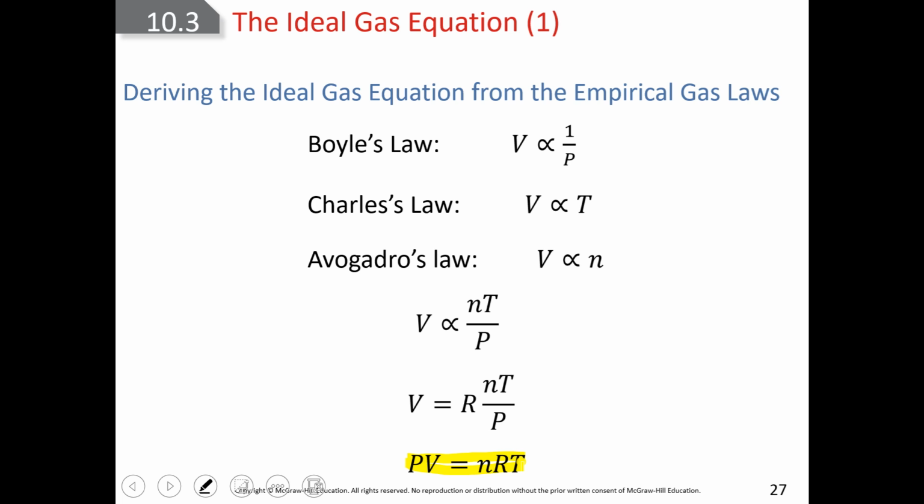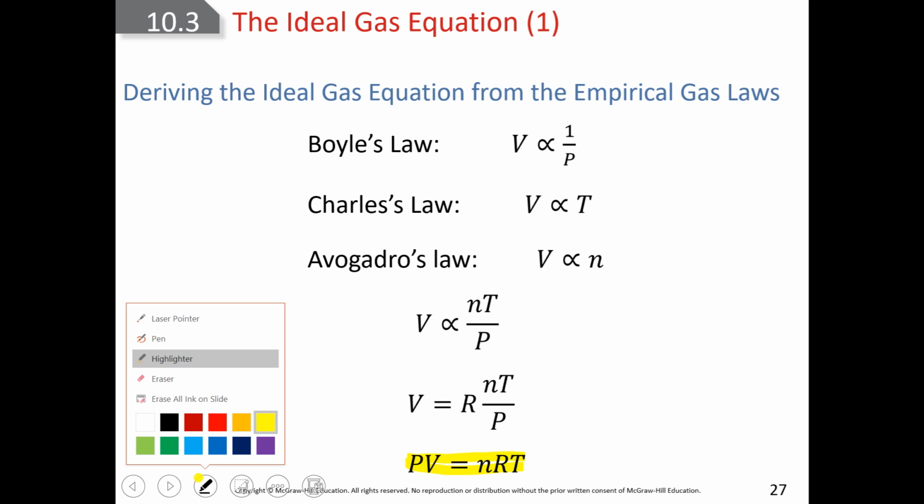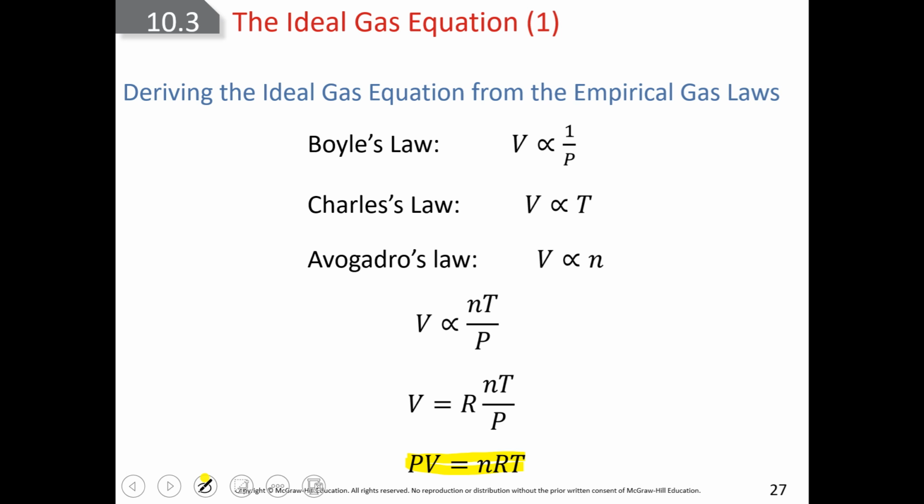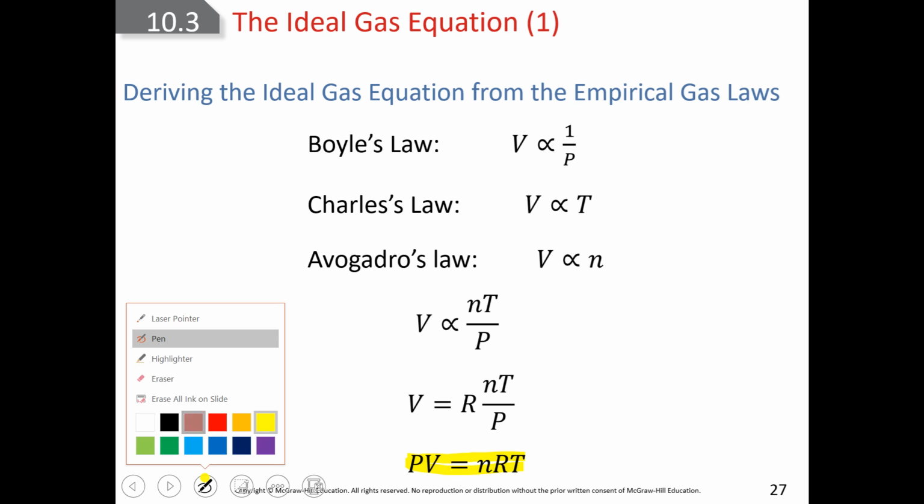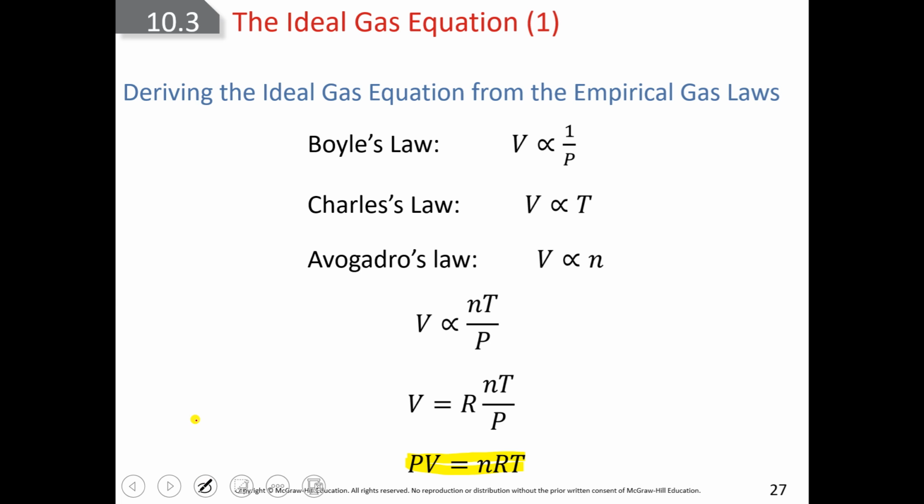PV equals nRT, where P is pressure, V is volume, n is number of moles, and the number of moles will either be given or they might give you molarity, from which you can get moles. They might give you grams, from which you can convert to moles, but n is moles. R is the ideal gas law constant, which we're going to talk about on the next slide, and then T is temperature.